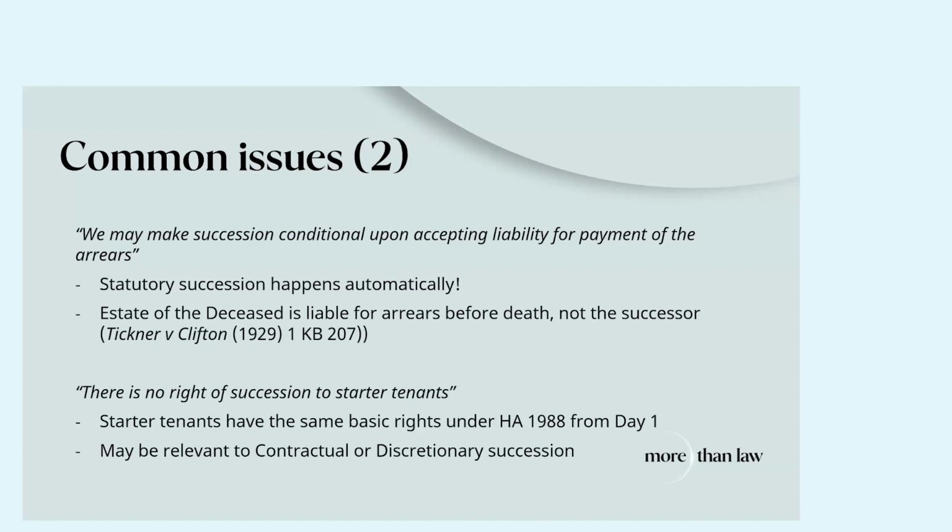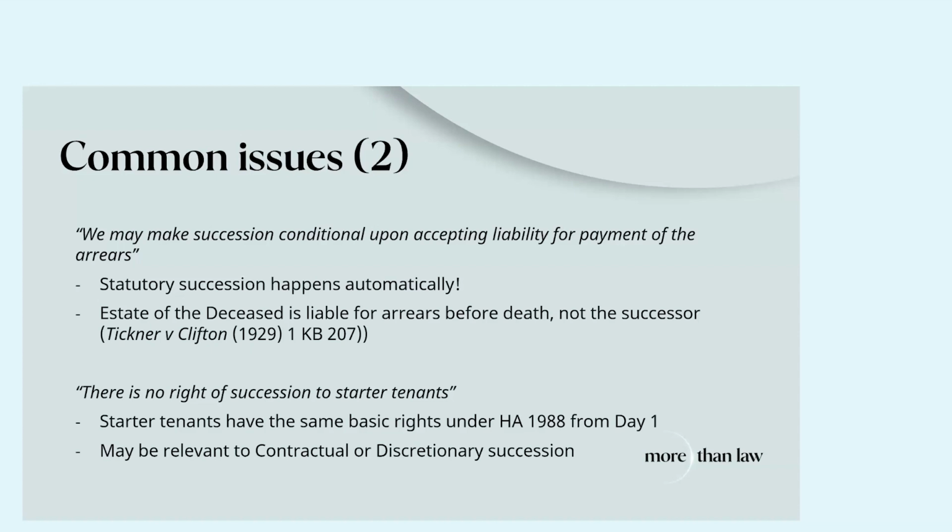Another common misunderstanding we see is that I see a lot of policies and procedures for housing associations which say there is no right of succession to starter tenants. That is simply wrong. Starter tenants, in terms of the basic succession rights to a spouse, civil partner, or long-term cohabiting partner, get those from day one. As an assured shorthold tenant, they have the exact same rights as what we might refer to as a fully assured tenant.